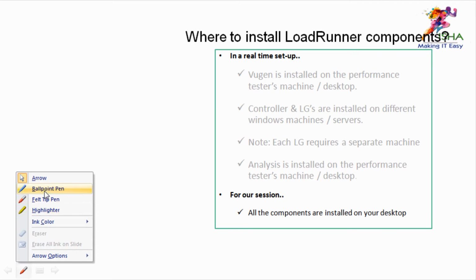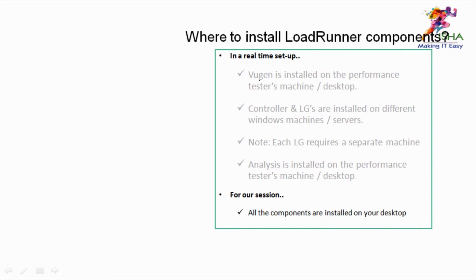Guys, in the previous video, we have seen the architecture of LoadRunner. We have understood that there are three main components to LoadRunner. First one is virtual user generator or VUGen. Second one is the controller, and the third one is the analysis. And then there is an additional component called load generator or LG, or load injector or agent machine. So we have seen how these four components interact with each other so that you will be able to do the performance testing.